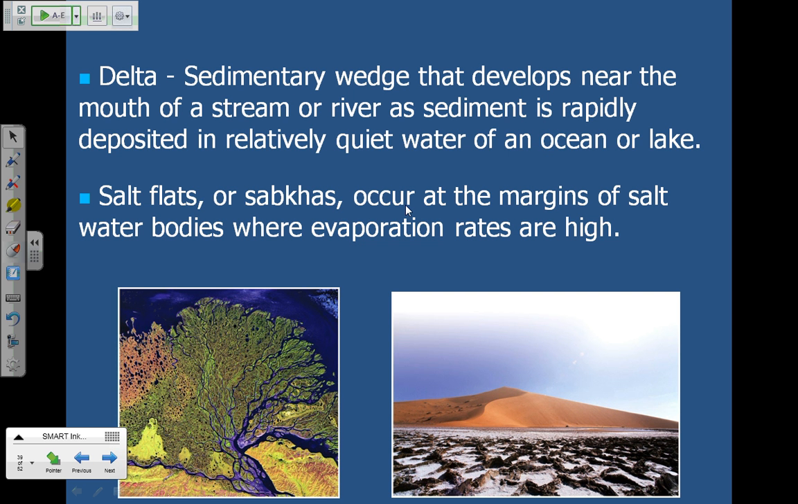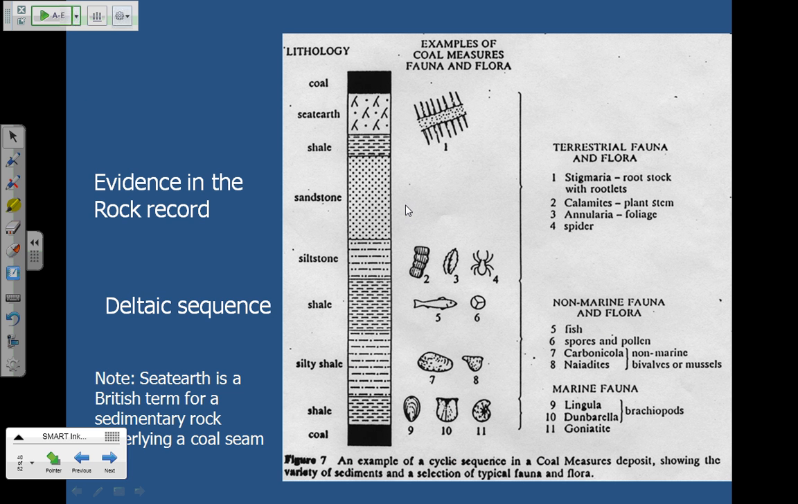And then we got these salt flats or sabkhas. And these occur at the margins of saltwater bodies where evaporation rates are high. What does that tell us? Hot. It has to be hot. An area that periodically floods with ocean water, but then temperature is high, and so it causes the evaporation, leaves the salt behind. So here's our deltaic sequence, just a stack.